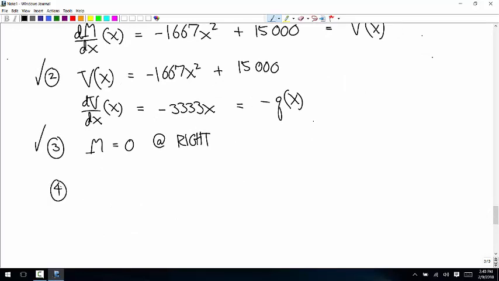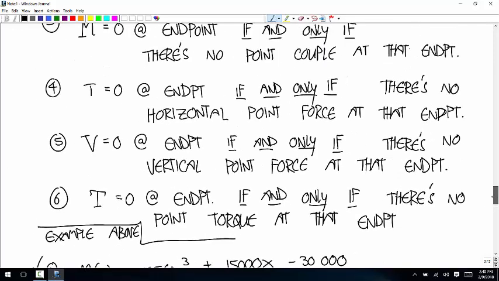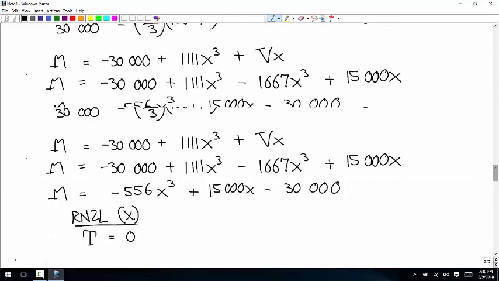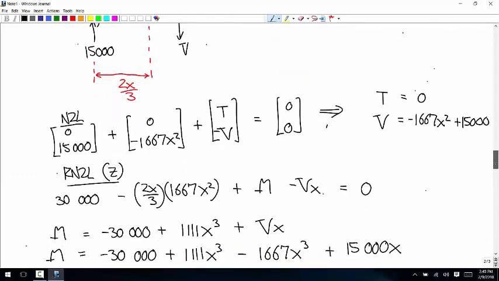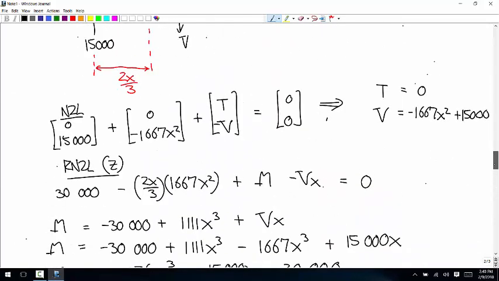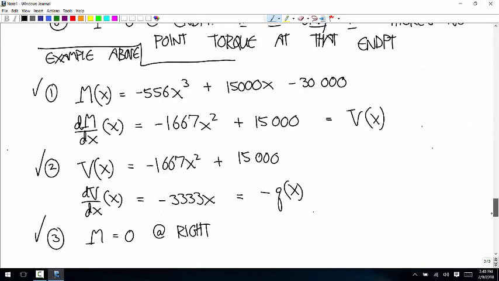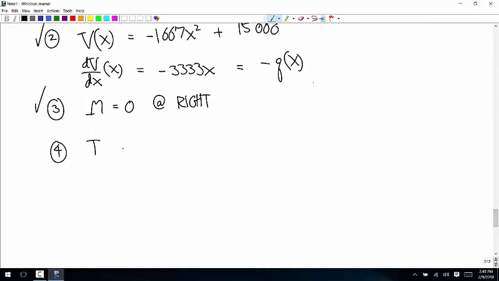Then horizontal forces. T should be equal to 0 at both endpoints because we don't have any horizontal forces. T is equal to 0. There's not any function there, so that one works. At both endpoints, T is equal to 0.